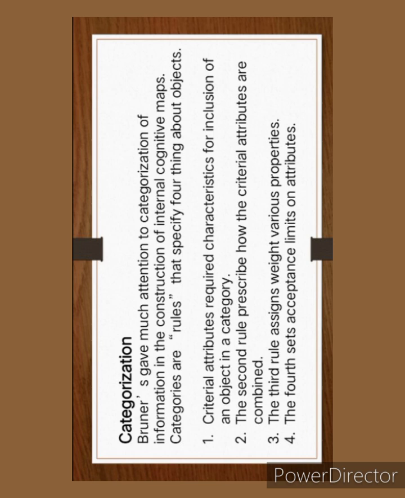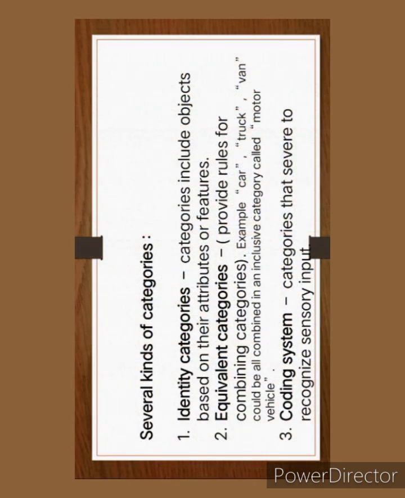Second, the rule prescribes how the criteria attributes are combined. The third rule assigns weight to various properties. The fourth sets acceptance limits on the attributes. Okay, so there are several kinds of categories: identity categories, equivalent categories, and coding categories.